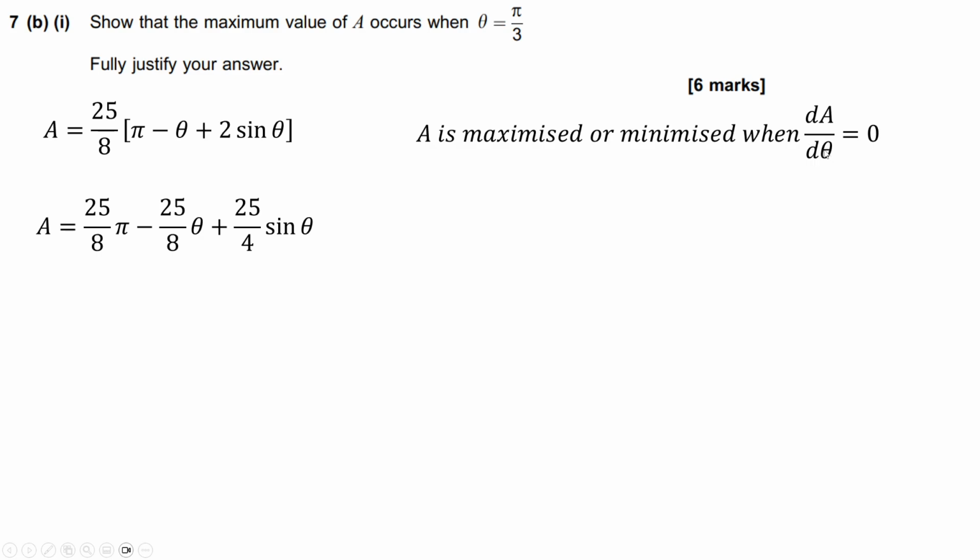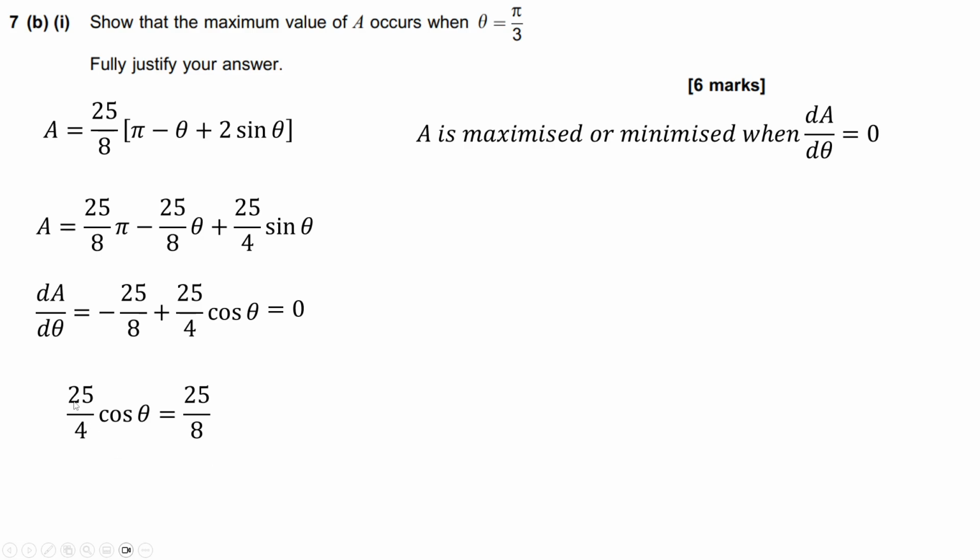This here is a constant, so that's just nothing. We're differentiating with respect to theta, so this becomes minus 25 over 8. And this just becomes 25 over 4. Sine theta differentiates to cosine theta. This must equal 0, as we already know. Just rearrange, divide by 25 on both sides, times by 8 on both sides, and then divide by 2 on both sides to get cosine theta equals a half. Cosine theta equals a half implies that theta equals pi over 3, which is indeed our answer.